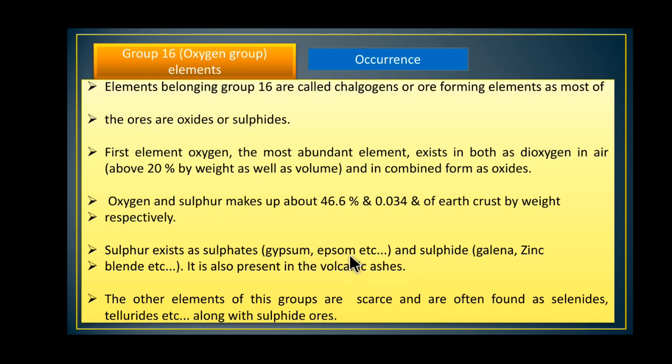What is Epsom? Epsom is magnesium sulfate, MgSO4.7H2O. Hydrated magnesium sulfate is Epsom. And sulfides like galena. What is galena? It is lead sulfide, PbS. What is zinc blende? ZnS is zinc sulfide. Is it clear? And sulfur is also present in organic matter.